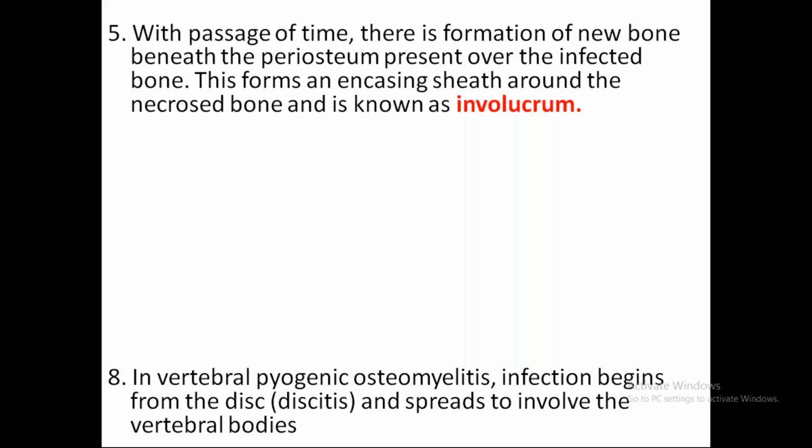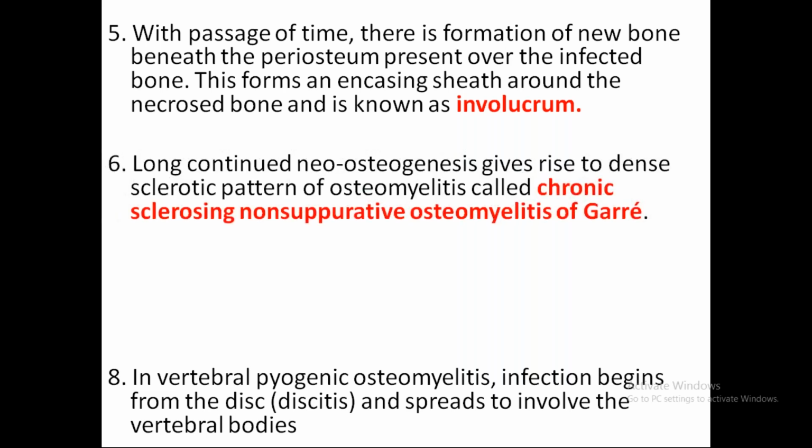The necrosing bone is being surrounded by the involucrum, which is a newly formed bone, but it is not at all like that of a previous bone. It will be weaker and you can break it very easily. Clear? Long continued neosteogenesis gives rise to the dense sclerotic part of the osteomyelitis. If the osteomyelitis continues for a period of time, the sclerotic part increases.